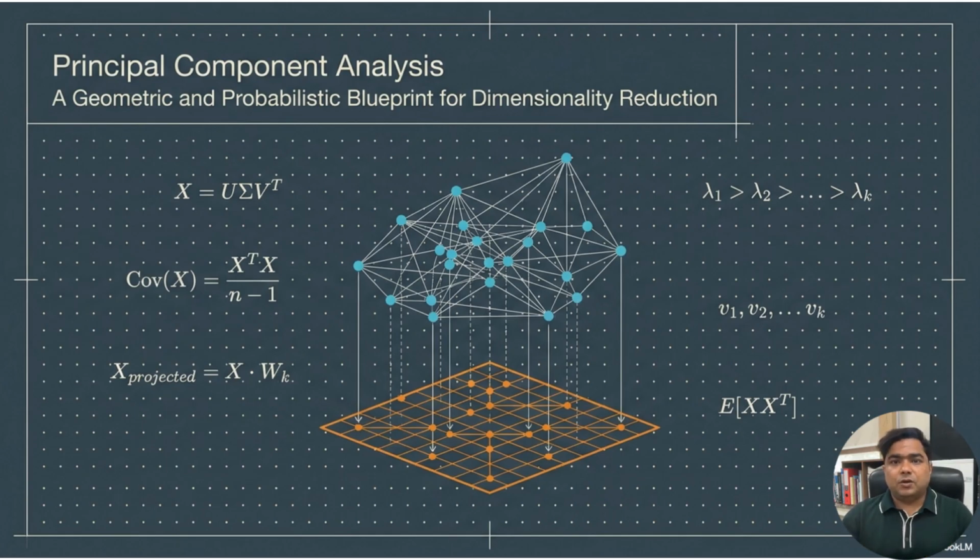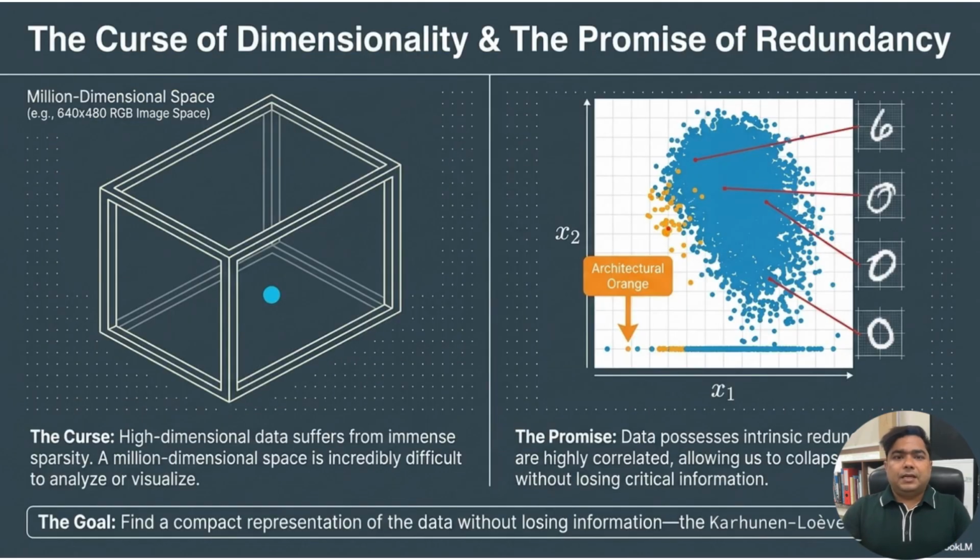These directions are called principal components. The first principal component captures the largest variation in the data. The second principal component captures the next largest variation, but in a direction independent from the first one. So, in simple words, PCA finds the best new coordinate system for the data where the most meaningful information appears first. This slide introduces the problem that PCA tries to solve.